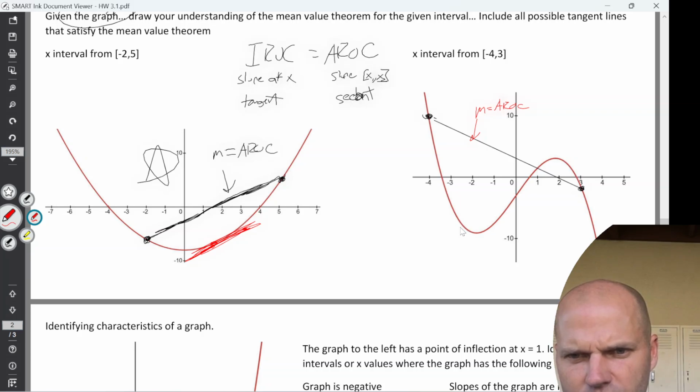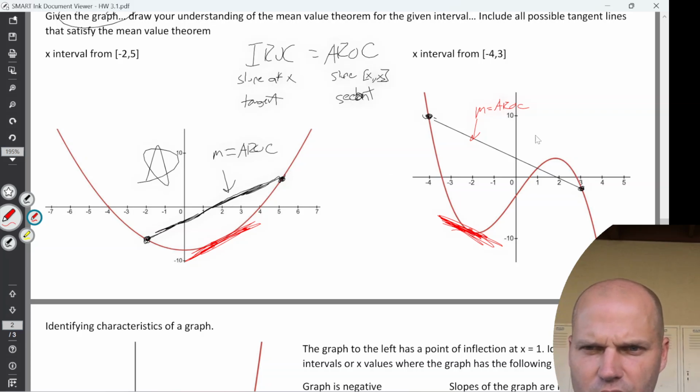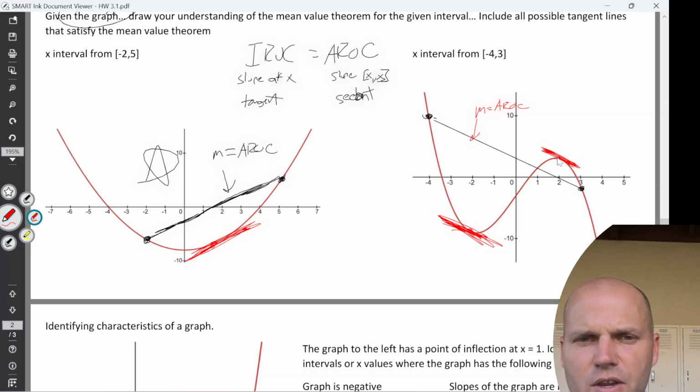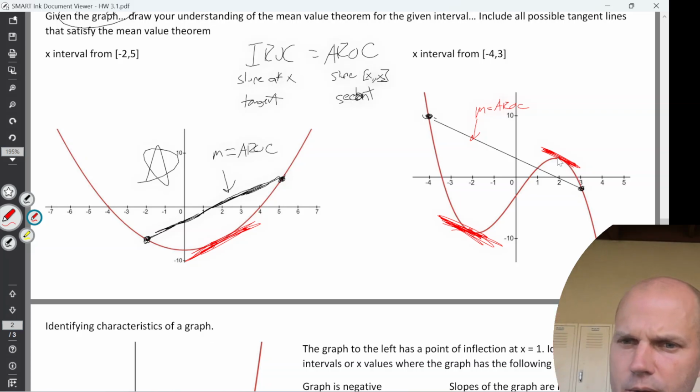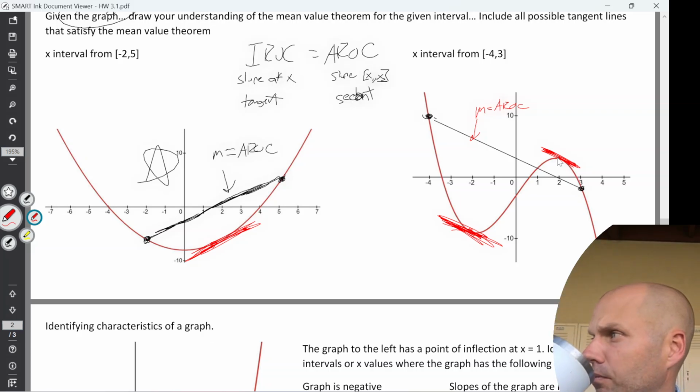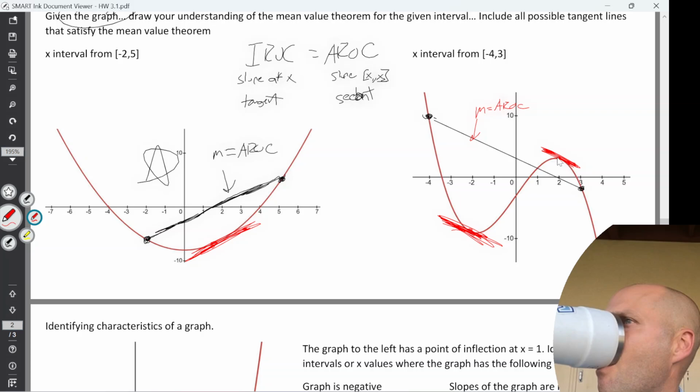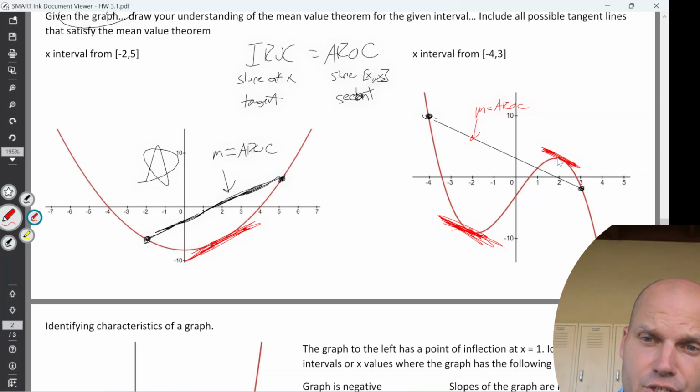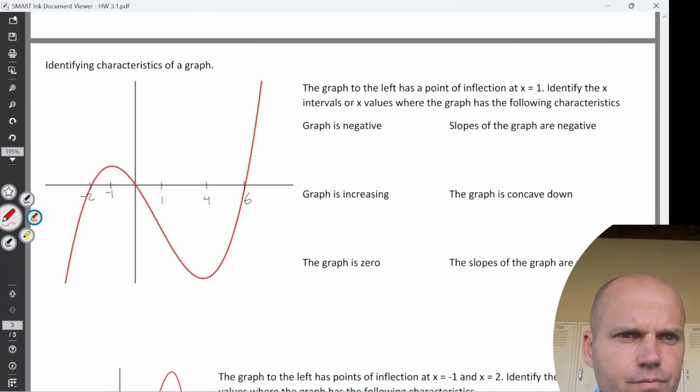And I would say that here is one location where the tangent slope and the secant slope are the same. But there's also another location. The mean value theorem guarantees there's at least one. You might have two. You might have 200. Who knows? Guaranteed to exist and occur.